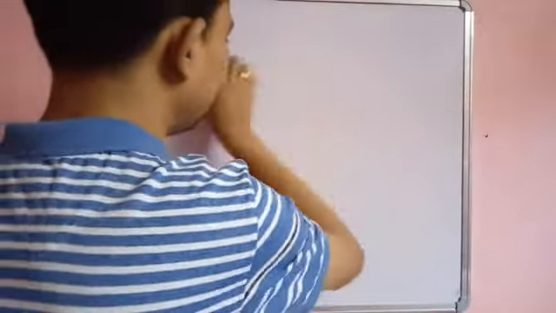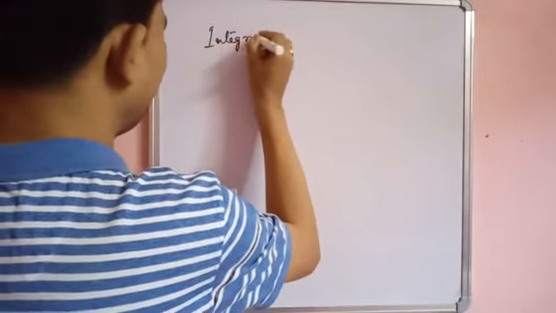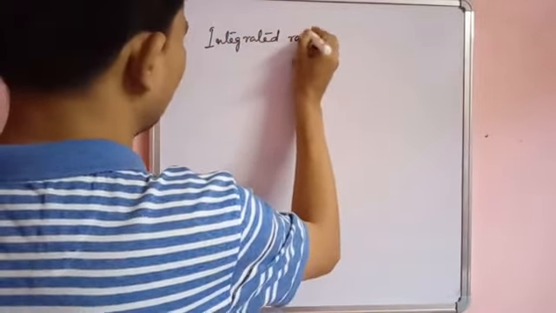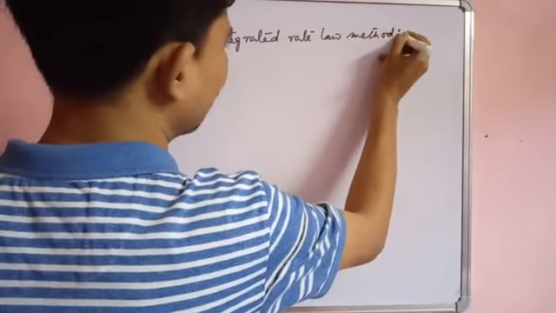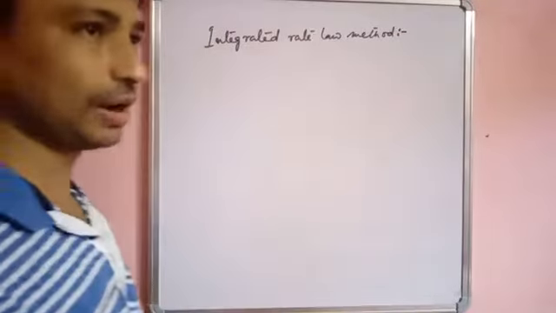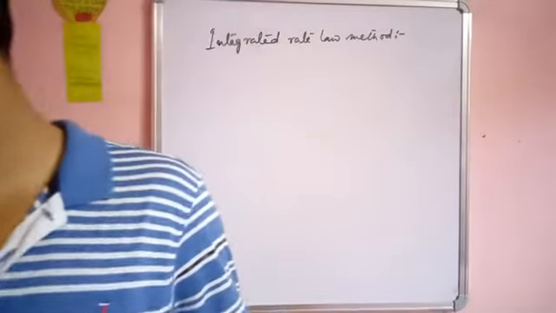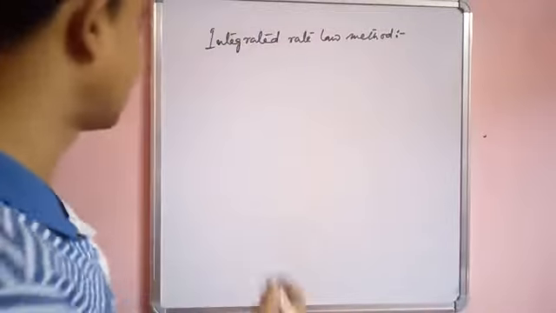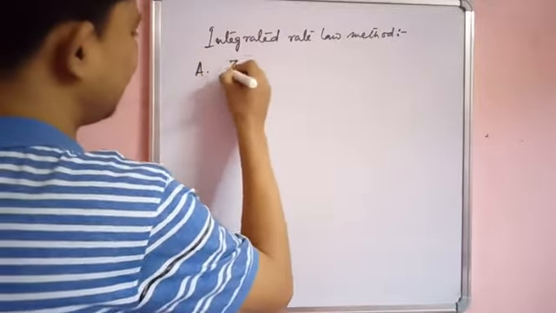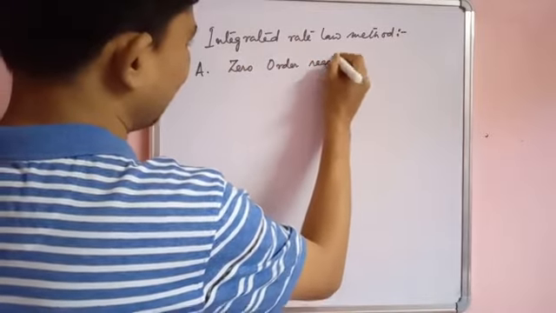Now see, we know that there are reactions of various orders. So next one is the integrated rate law method. There are reactions of various orders, like we have zero order reaction, first order reaction, second order reaction, third order reaction, and so on. So let's start with zero order reaction.